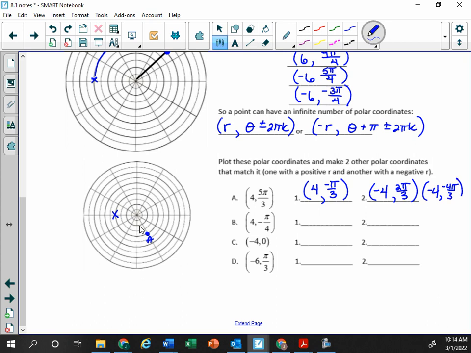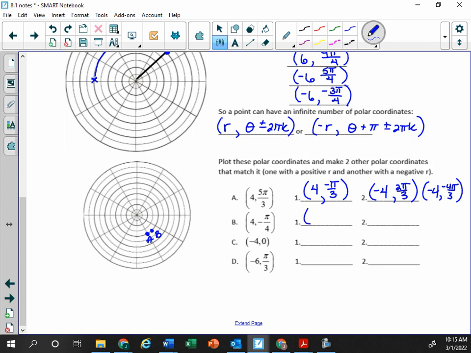Okay, so there's lots of ways to name these. Any questions on that first one? Let's try again. All right, 4, negative pi over 4. That's really close to where point A was. So there's point B.